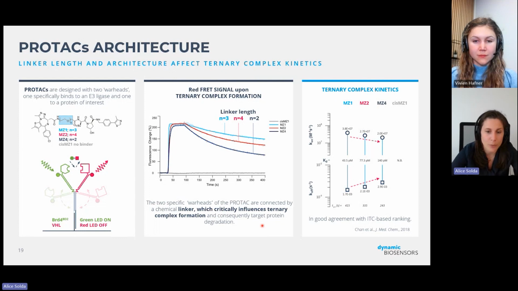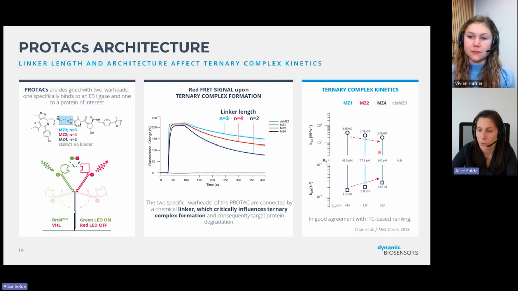And this is also very important for the study, because if you want to improve the function of a product, it's very important to know that you are able to discriminate these little differences. And the ranking is actually in very good agreement with the ITC-based method, though the values are slightly different because the methodology is slightly different. And of course, we have also included the system at one, which is our negative control, and indeed there is no FRET.